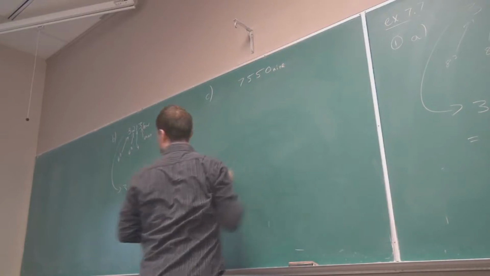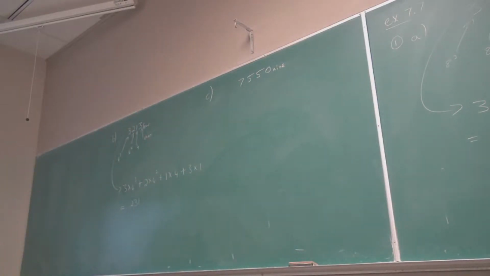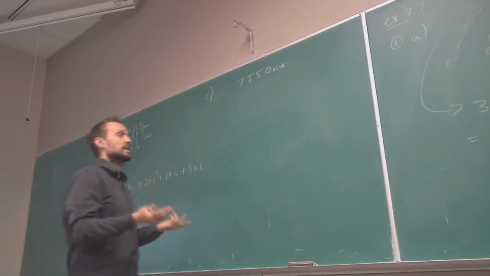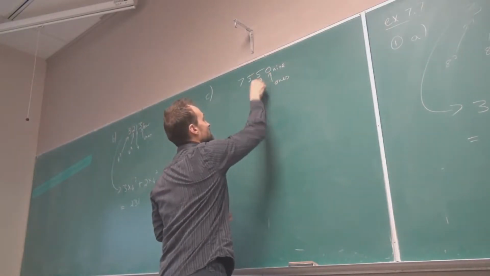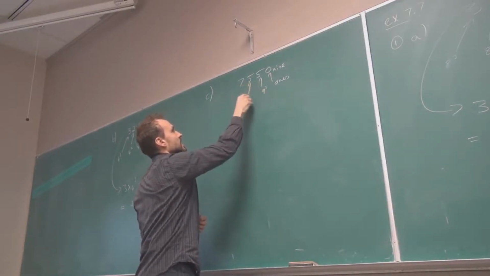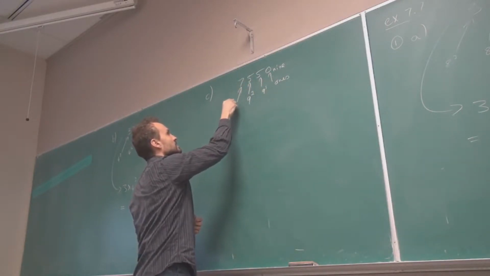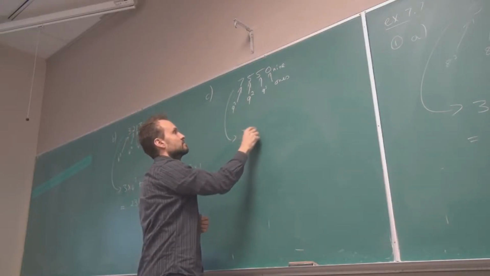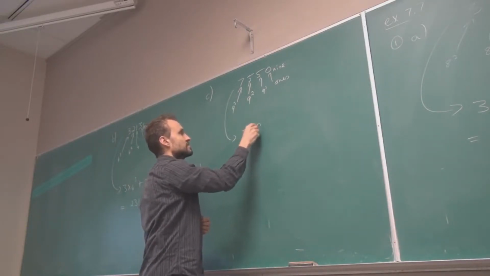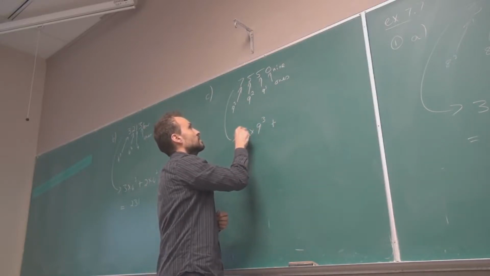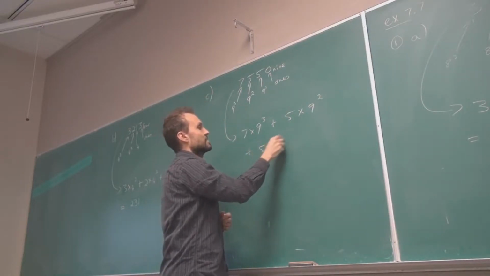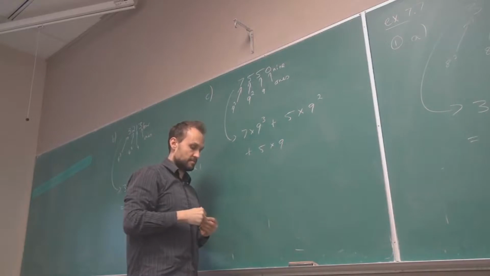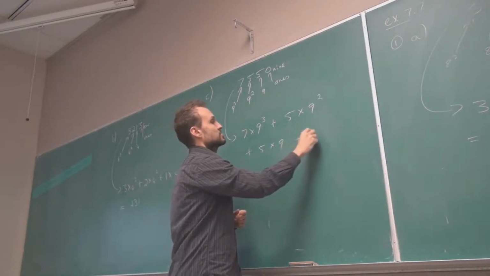7550 base 9. Now we're going to keep the base value small, manageable. We're not going to go to the 60s and things like that. But you could technically have anything. This now counts 1s, 9s, 9 squared, 9 cubed. So it is 7 groups of 9 cubed with 5 groups of 9 squared with 5 groups of 9. That was supposed to be an S, let me just get rid of that. Plus 0 ones.